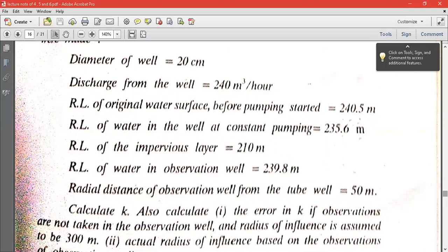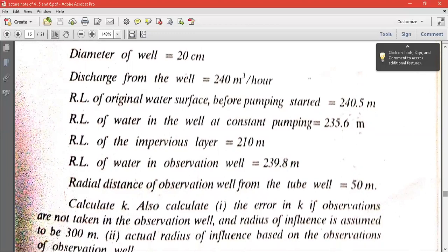Now what levels are given in the question? The reduced level of water in the well at constant pumping is given. The reduced level of the impervious layer, that is the bottommost. We know the well penetrates up to the impervious layer, that is up to the bottom level of the well, and the level is 210 meter, which is also given. The reduced level of water in the observation well is given as 239.8 meter. And the radial distance of the observation well from the tube well is given as 50 meter.